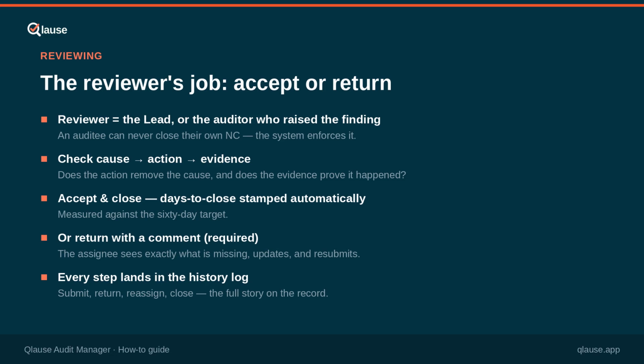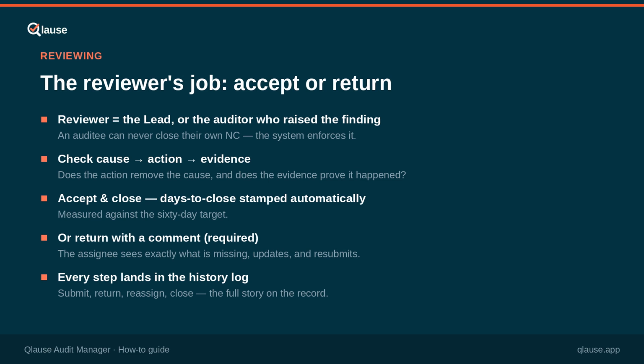If you're the lead or the auditor who raised the finding, the submitted NC appears under My Actions as waiting for your review. Check the root cause against the finding, check the action against the cause, and check the evidence against the action. If it holds up, accept and close. The closure date and days to close are stamped automatically.